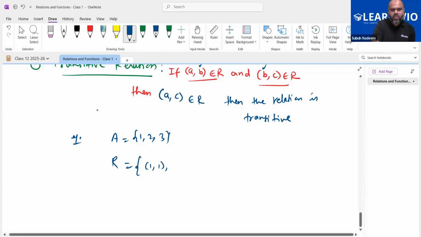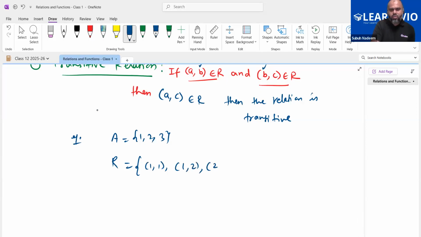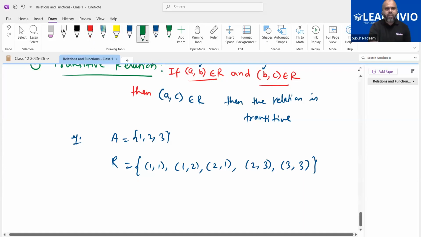(1,1) is there in the relation. (1,2) is there in the relation. (2,1) is there in the relation. (2,3) is there in the relation. (3,3) is there in the relation. Now, if you observe here, we are talking about transitive.